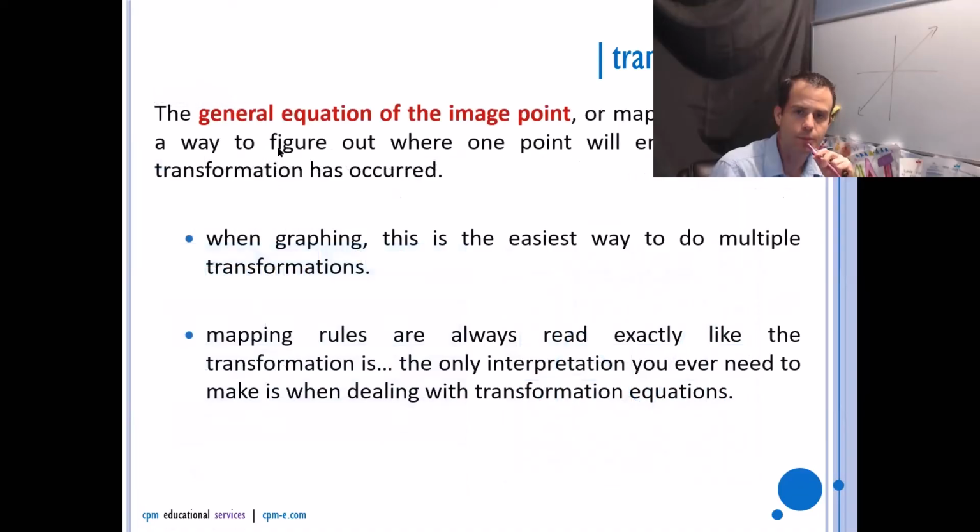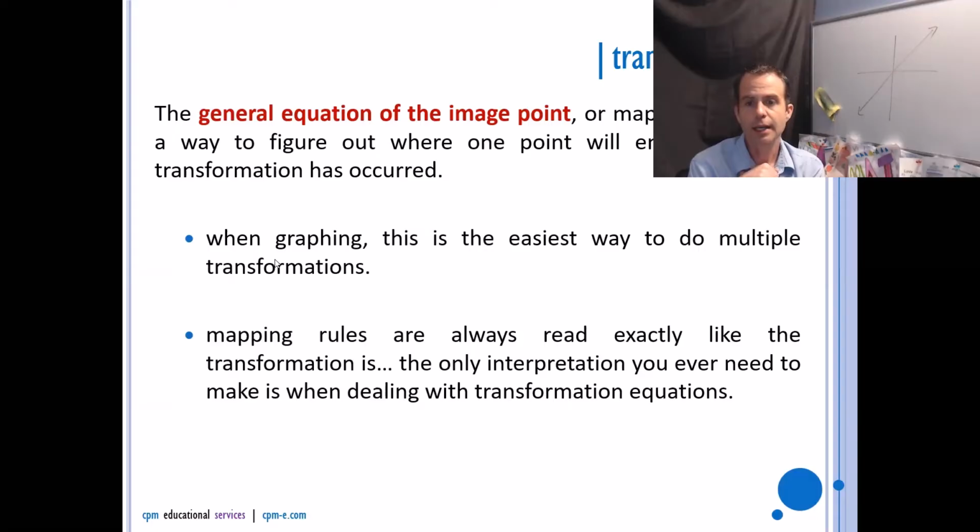Okay. All right, the general equation of the image point, or mapping rules, are a way to figure out where one point will end up after a transformation has occurred. So when graphing, this is the easiest way to do multiple transformations. Come up with that mapping rule, come up with that general equation of the image point, and then you can apply all your points from your original graph into the mapping rule and get the new points for your transformed graph. Mapping rules are always read exactly like the transformation is.